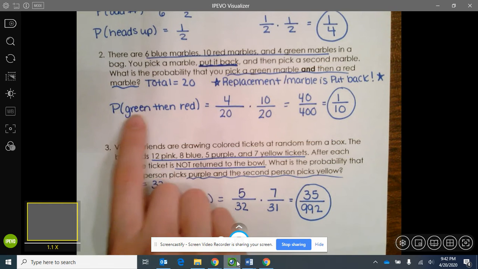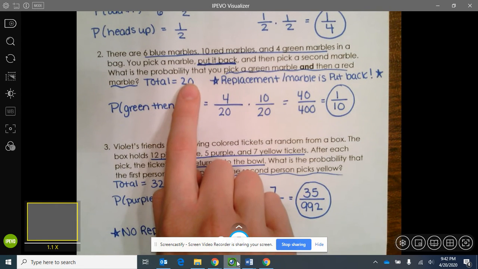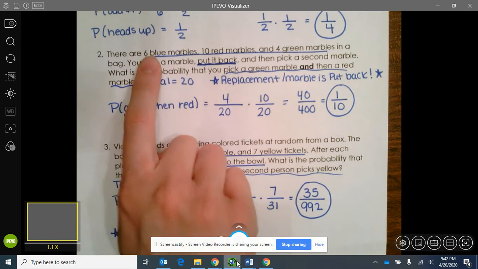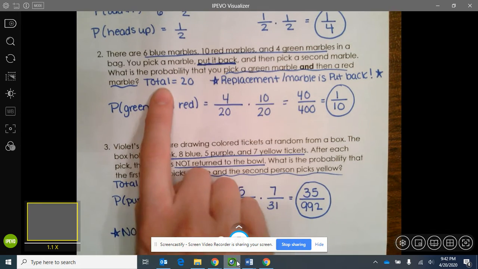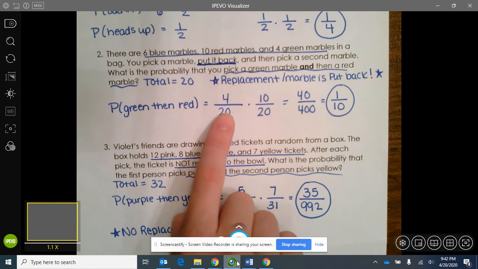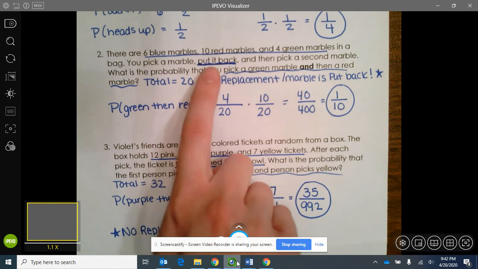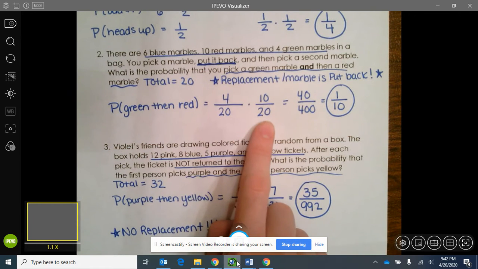So let's start by finding the probability that you're going to pick green on the first pick. There are a total of 20 marbles. So if you take 6 plus 10 plus 4, you get 20. And then there are 4 green. So the probability of getting green is 4 out of 20. Now, for my second pick, because I'm putting that first marble back, I still have 20 marbles in my bag. So my total is still 20.